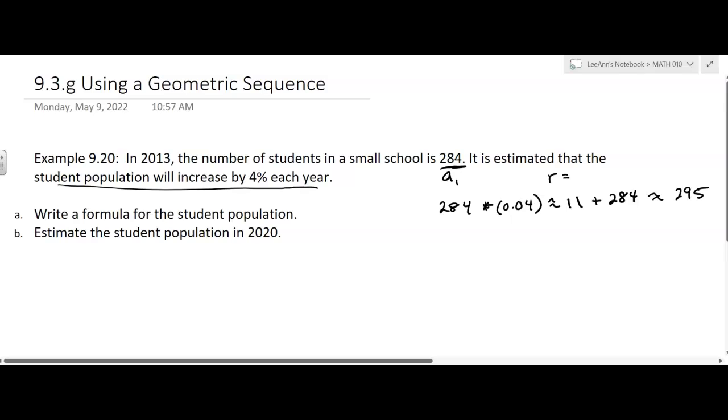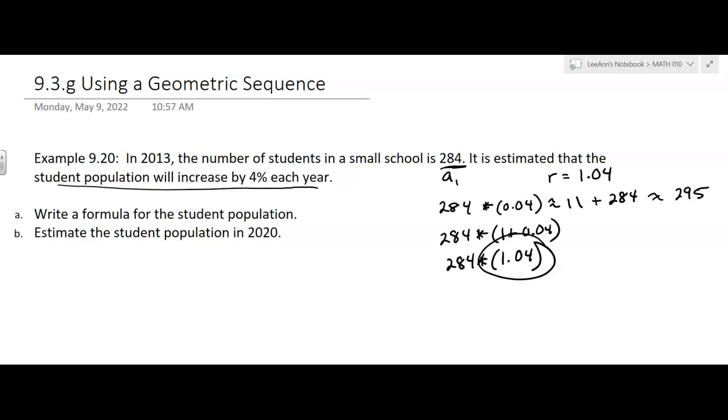But another way to do it would be to say 284 times 1, meaning the 284, plus the 0.04. Well, that's 284 times 1.04. That's what we want our ratio to be, is 1.04. Okay? And you can do that, and check and make sure that it's about 295. Okay, but that explains the ratio, why it has the 1 plus the 4%.